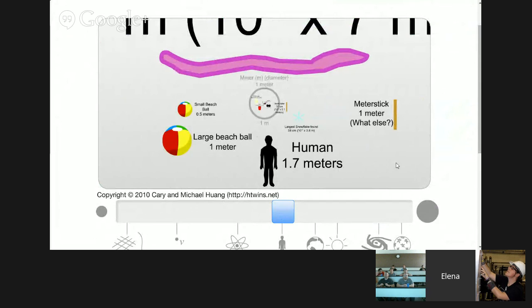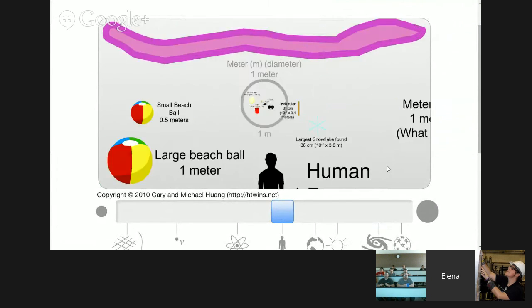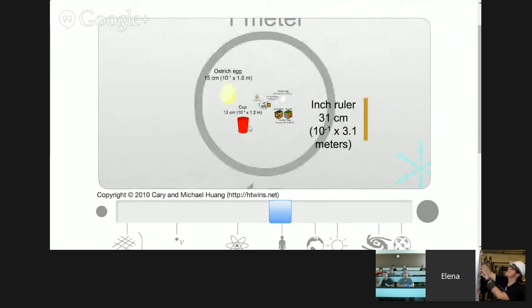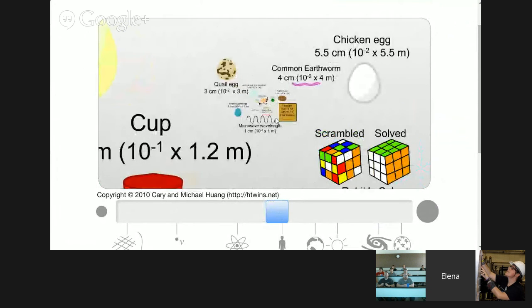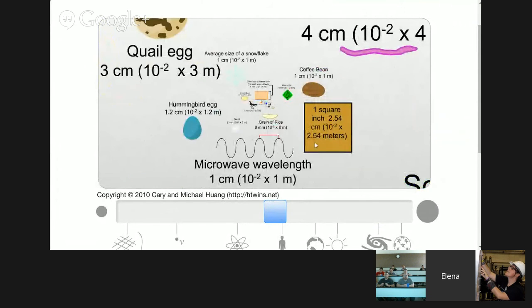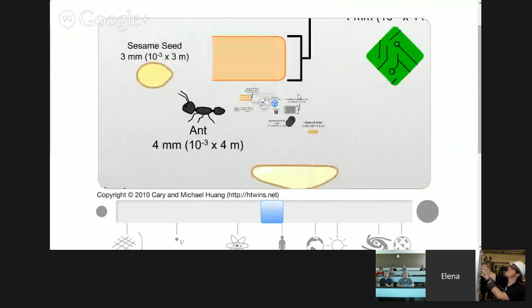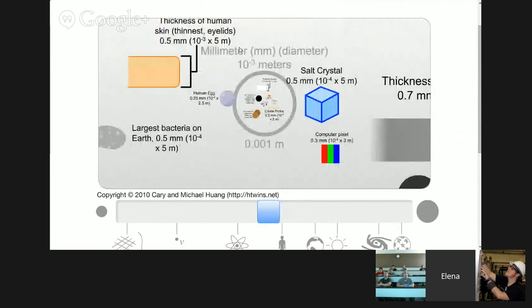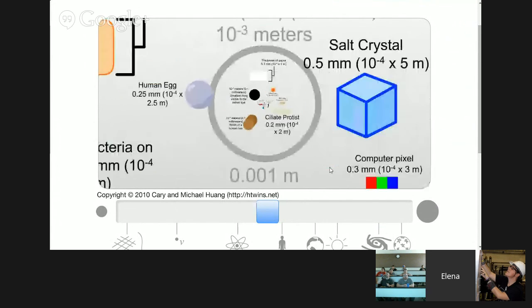Starting at roughly human size, about 1.5 meters, we can start zooming in and start seeing things like meter sticks, ostrich eggs, cups, things that are really familiar in size, chicken eggs, and Rubik's cubes. And we start being able to see wavelengths of light around the centimeter. So these are microwave wavelengths. We start getting down to coffee beans, bugs, and sesame seeds, and really just zooming way in. In the millimeter range, we start seeing salt crystals, and the size of an individual computer pixel, but this is still far too large for what we're looking at.